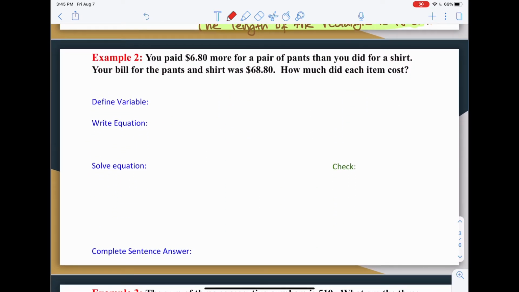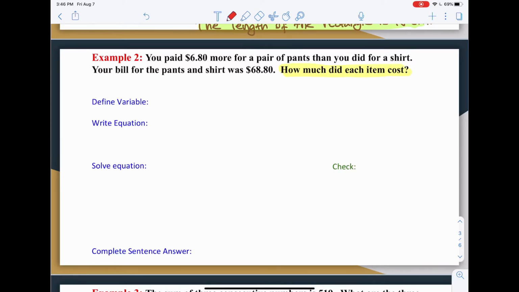Example 2. You paid $6.80 more for a pair of pants than you did for a shirt. Your bill for the pants and shirt was $68.80. How much did each item cost? Okay, we're going to follow the same steps, and we are going to start with our question statement. I'm going to highlight. We're looking for the price of each item.